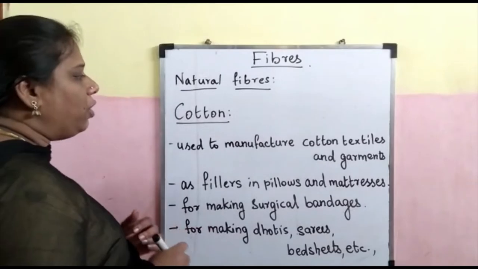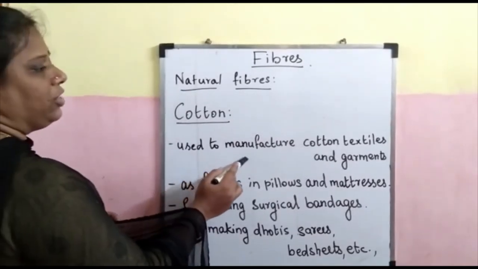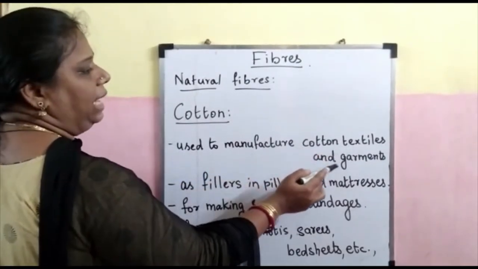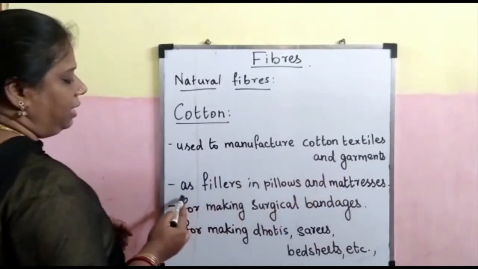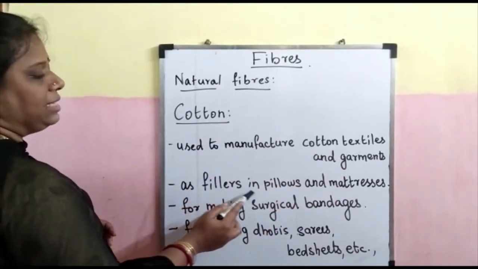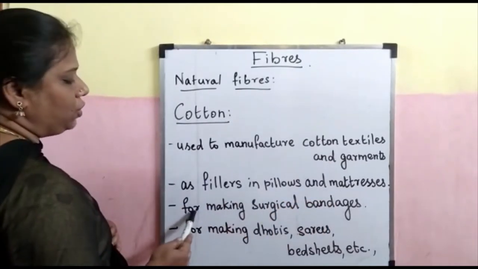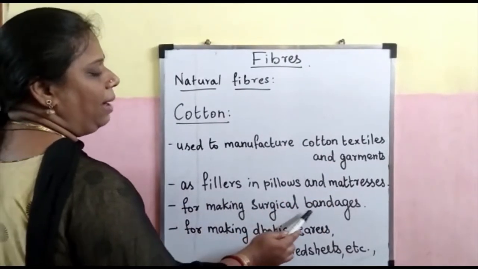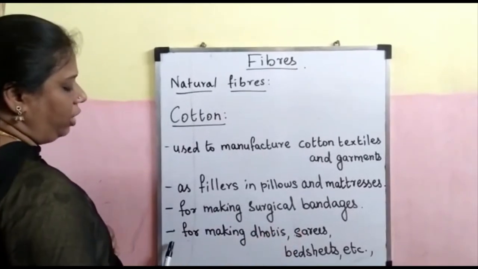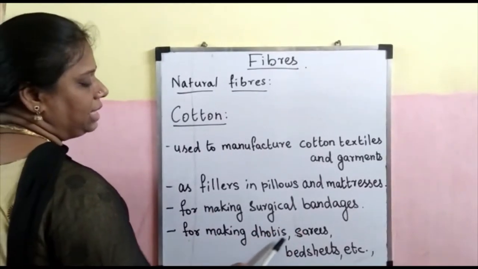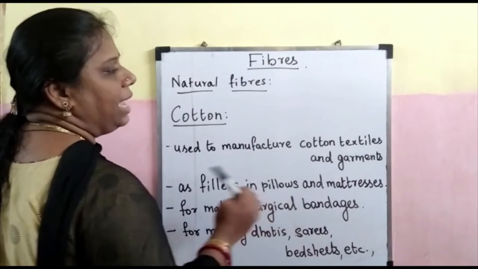What are the uses of cotton? It is used to manufacture cotton textiles and garments. It is also used as fillers in pillows and mattresses. It is used for making surgical bandages. Cotton is used for making dhotis, saris, bed sheets, etc.